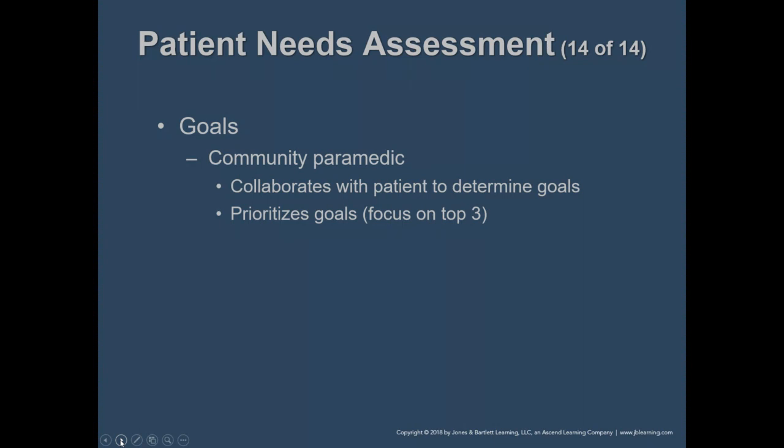When you have a bunch of things, prioritize. What's the most important? Go with the top three. Engage the family, engage the patient, and collaborate with them. Even if it's your idea, if you can sell the idea that it was theirs, they're more likely to agree with it and go with it and follow it.